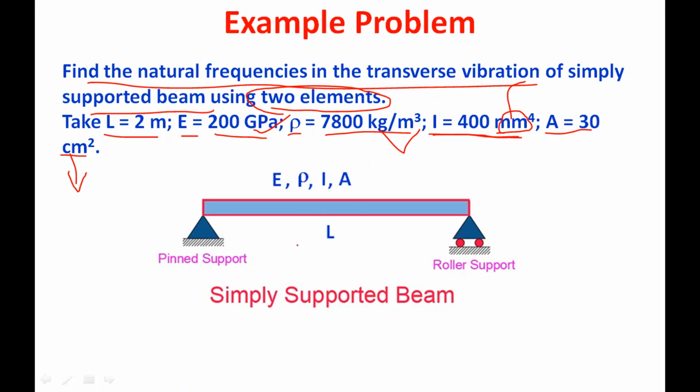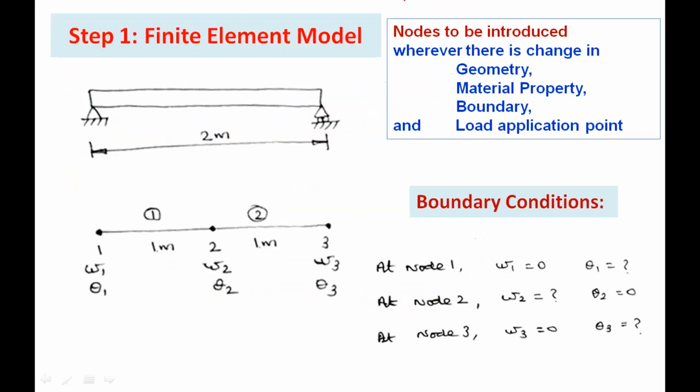Now for the simply supported beam, we are going to consider a two element model. Let us go to the finite element model step. So this is the given beam. Left end we have hinged support, right end roller support. Total length of the beam is 2 meter. So we are going to divide this 2 meter equally. So each element will have an element length of 1 meter. For easy understanding purpose, we are taking this as 1 meter length.